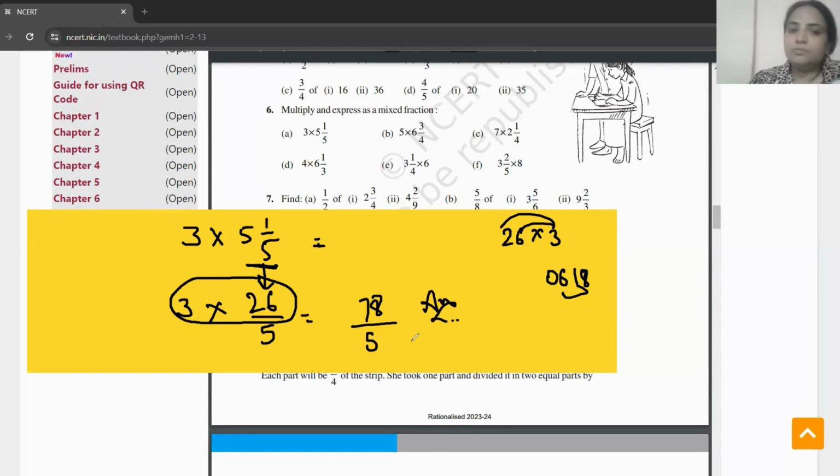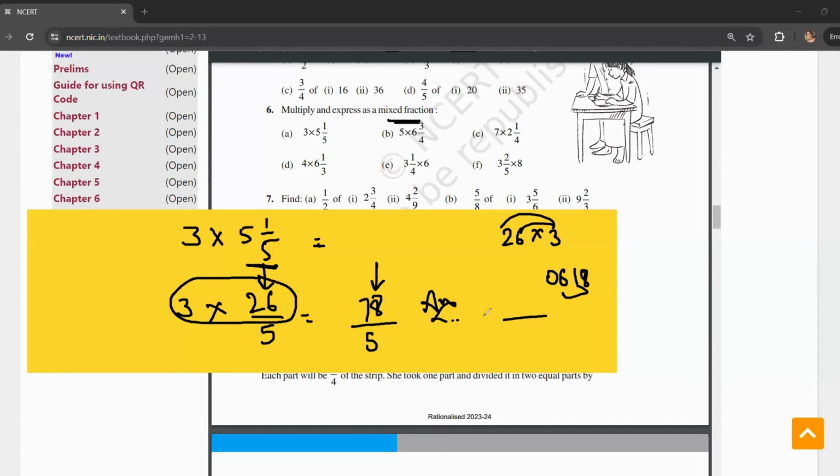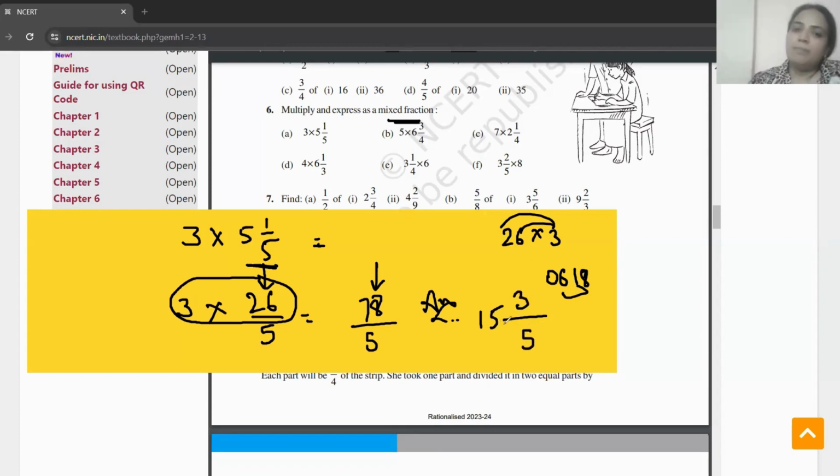Right or not? But hold on. They have asked you to express the answer as mixed fraction. So now you have to change it again to the mixed one. After multiplying, change it into mixed fraction again. What is that now? 15, 3 by 5. Because 5 15s are 75. So 15, 3 by 5 is the answer. Right or not? Clear or not?